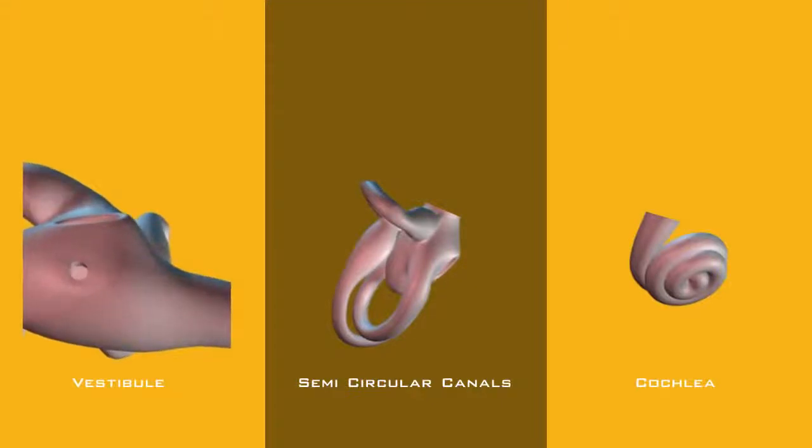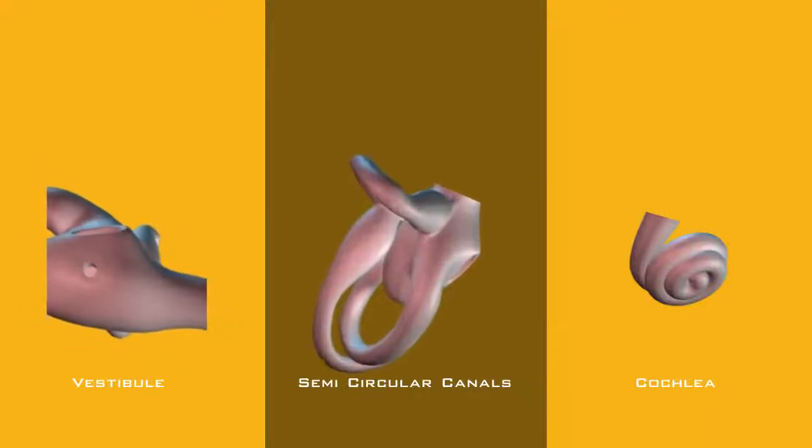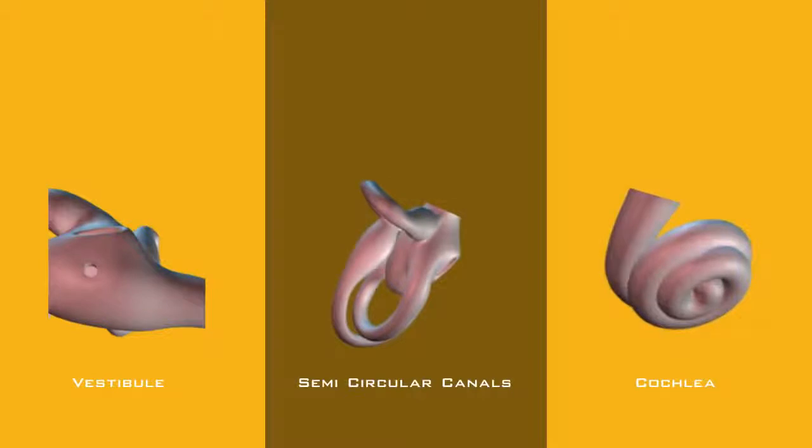The vestibule, a chamber in the center of the bony labyrinth, communicates with both the cochlea and the semicircular canals. The oval and the round windows are both located in the lateral wall of the vestibule. The semicircular canals. The semicircular canals contain the semicircular ducts which have arisen from the utricle of the vestibular labyrinth. The cochlea. Cochlea forms a spiral which contains the cochlear nerve.